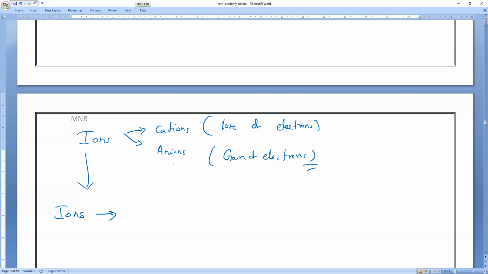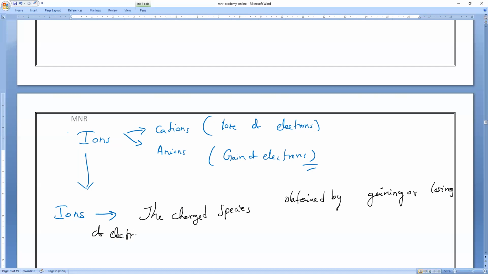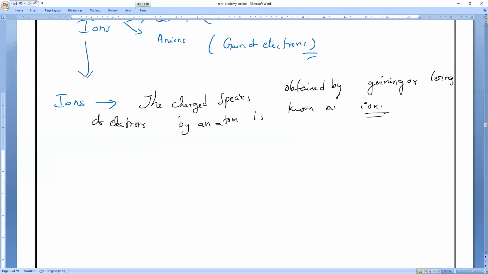Yes, sir. Right, answer: an ion is a charged species obtained by gaining or losing electrons by an atom. It is known as an ion.